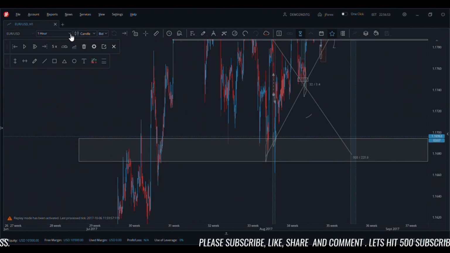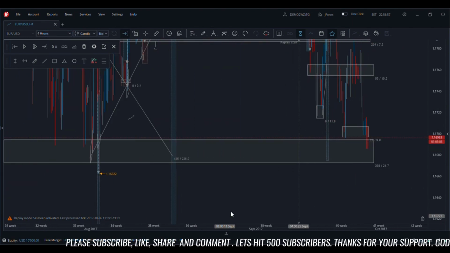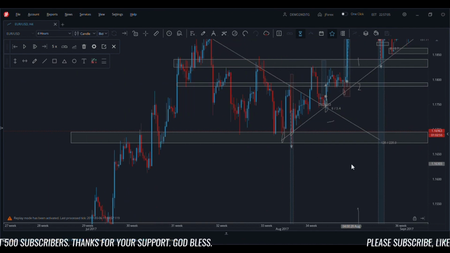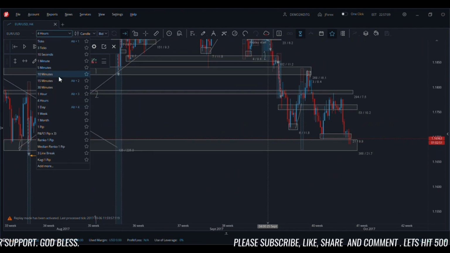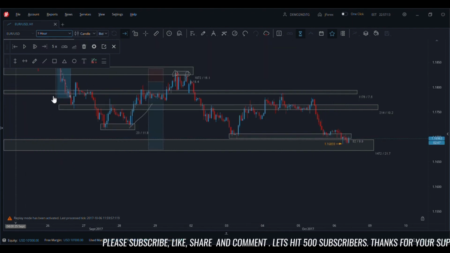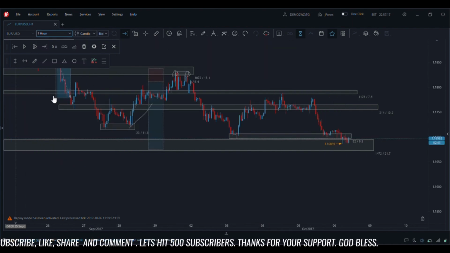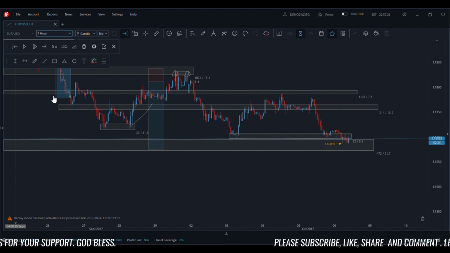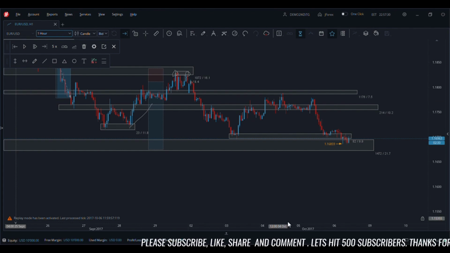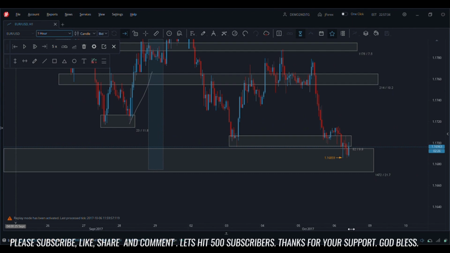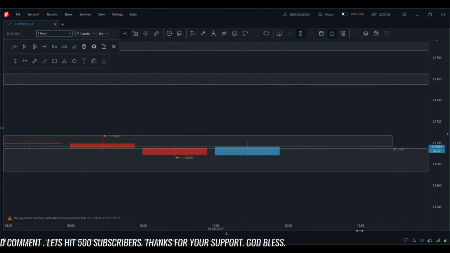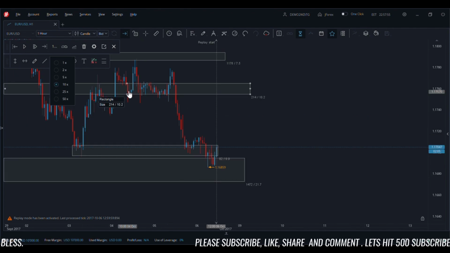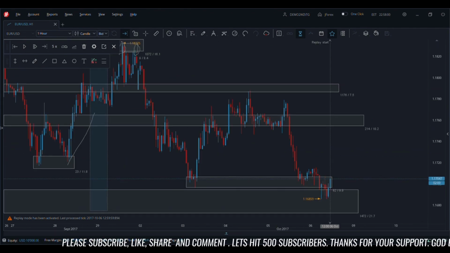Okay, let's go to the higher time frames and look at those zones. Yeah, price has reacted a couple of times, as you can see. Yeah, that's nice. Okay, so let's see what price will tell us, what we should anticipate in the market.